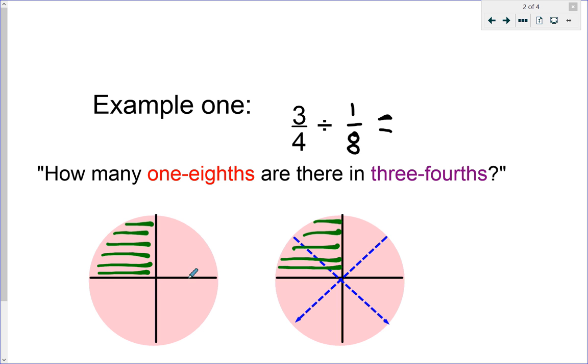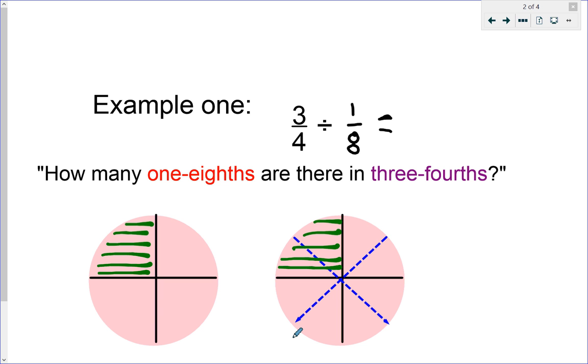All right, so now we have 3/4, and we want to know how many eighths we have in this section here. So what we want to do then is take the circle and divide it into eighths. I left the fourths there so you can see where they are, and I divided it into 8 pieces then. 1, 2, 3, 4, 5, 6, 7, 8. I have 8 pieces in that circle.